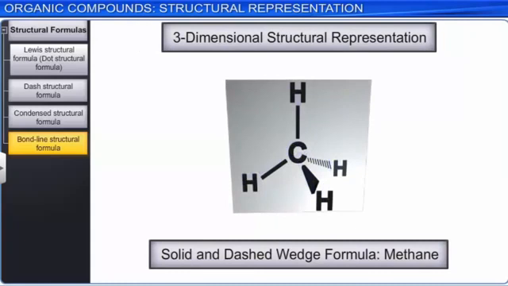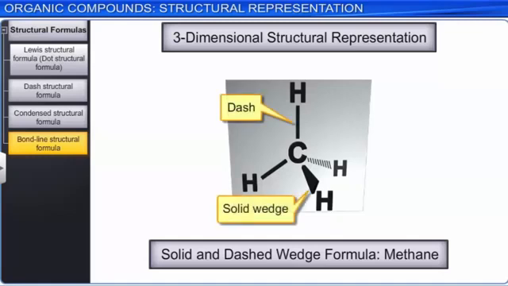Organic molecules can be represented by using the solid and dashed wedge formula. This is a 3-dimensional structural representation of an organic compound. This formula can be represented on the paper by using 3 conventions, that is, a dash, a solid wedge, and a dashed wedge.